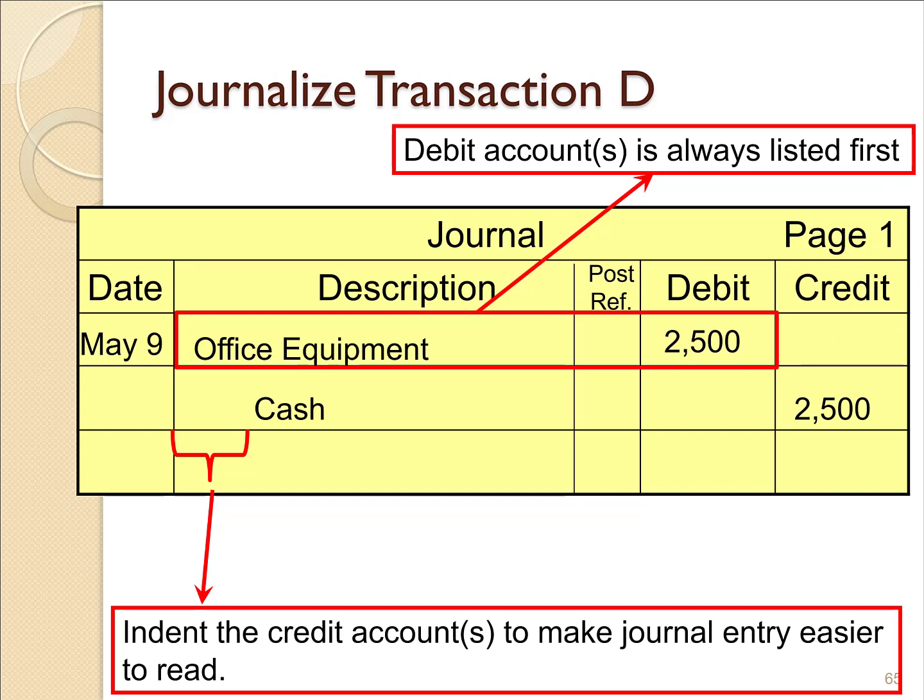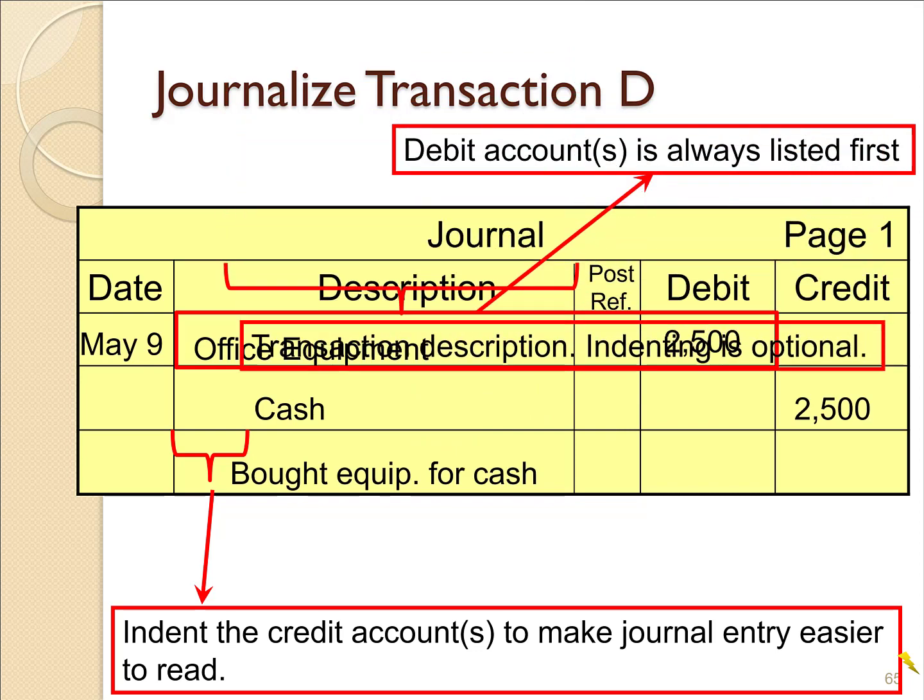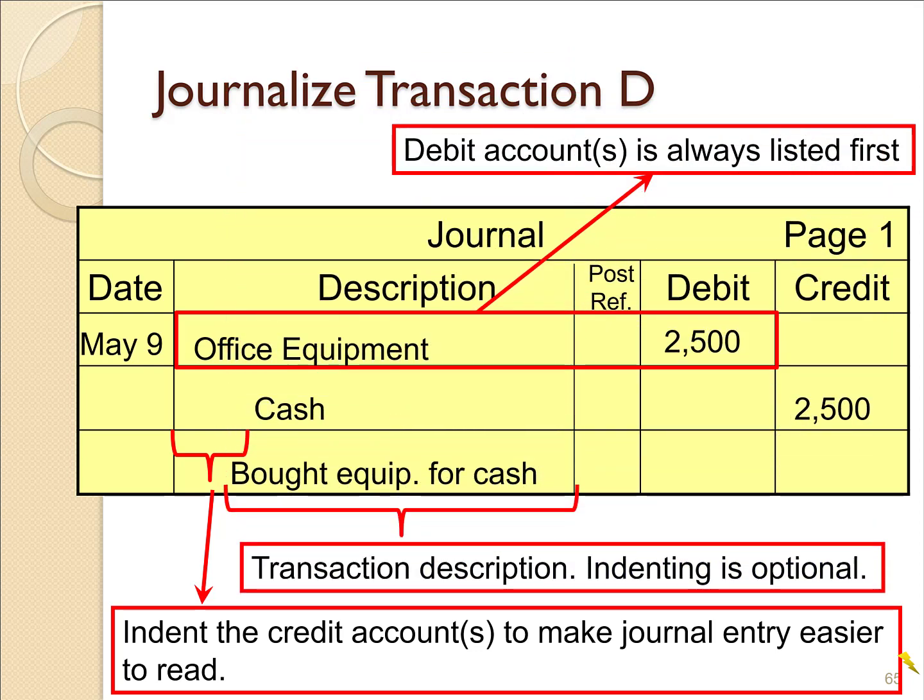And then you have some sort of description for the transaction. In the real world, you'd want to say exactly what type of office equipment we are purchasing so that later when we learn about depreciation, we'll know exactly which piece of office equipment we will be depreciating. But depreciation is an advanced topic for later in the quarter.